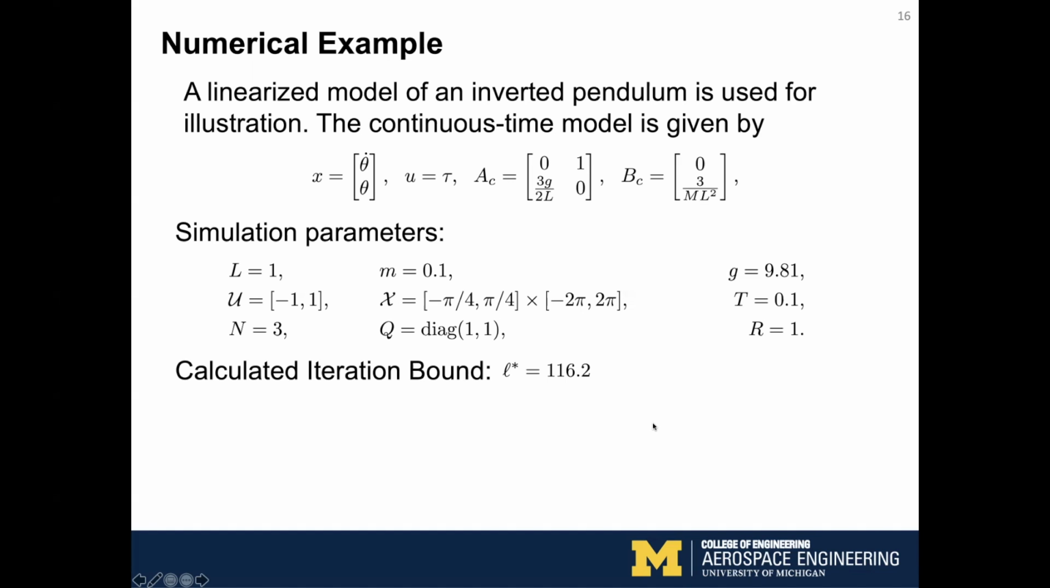And our time horizon is 0.1 seconds with a length of 3, and our MPC weighting matrices are just identity. And given this problem data, we can calculate our iteration bound for stability, and that's 116.2. So if you do 117 iterations or more, you're guaranteed asymptotic stability and a region of attraction estimate.